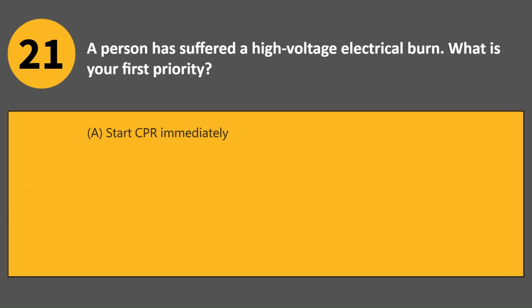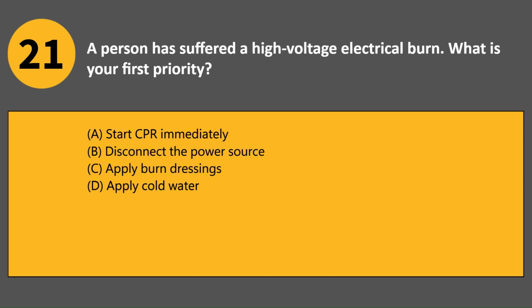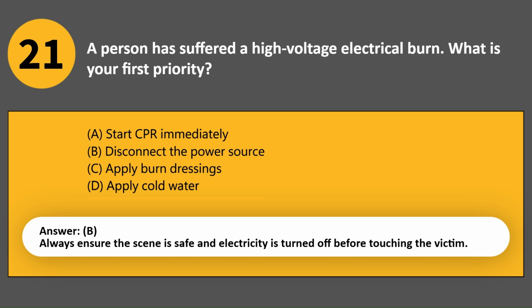A person has suffered a high-voltage electrical burn. What is your first priority? A. Start CPR immediately. B. Disconnect the power source. C. Apply burn dressings. D. Apply cold water. Answer: B. Always ensure the scene is safe and electricity is turned off before touching the victim.